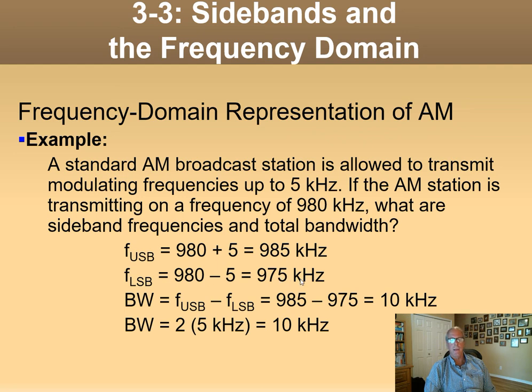Those are the upper and lower sidebands. The bandwidth is 10 kilohertz. 985 minus 975, or 2 times 5 kilohertz. That's 10 kilohertz. Pretty easy.